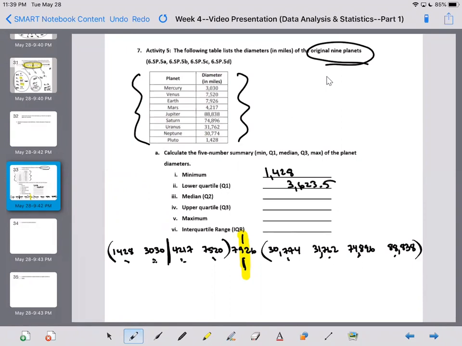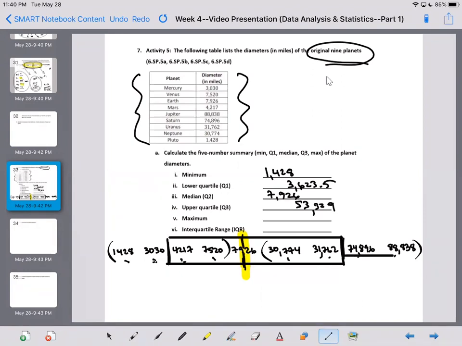The median, we've already stated, that's 7,926. We're going to do the same with the upper quartile, and that's going to be somewhere in here. So that's adding 31,762 and 74,896 divided by 2. And that upper quartile should be 53,329. And there's your box. There's your median. Whiskers go out to here and to here. And so that would give you a picture of it.